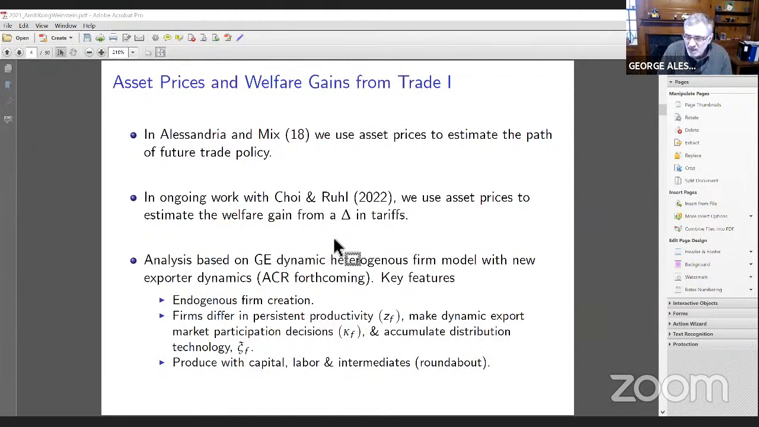The key features of this model are endogenous firm creation. Firms are going to differ by their productivity. They're going to make dynamic export decisions subject to sunk costs, and they're going to have to build up export capacity in foreign markets. So some firms are going to be really good at exporting, and some are not going to be very good. They're going to produce with capital, labor, and intermediates, and there's going to be roundabout production. So in many respects, this is a standard international macro model with asset prices and trade. Okay. All right.